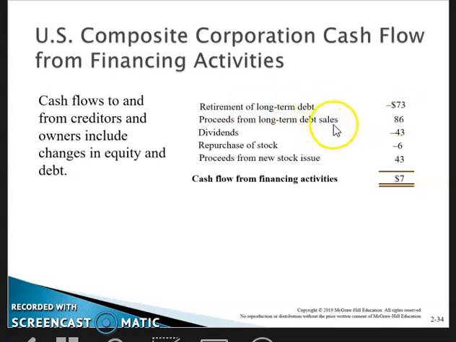We received 86 million from debt sales. We paid out 43 million in dividends. We repurchased 6 million in stocks, and then we received 43 million from the proceeds from the sale of stock. So the net cash flow from financing activities is 7 million.